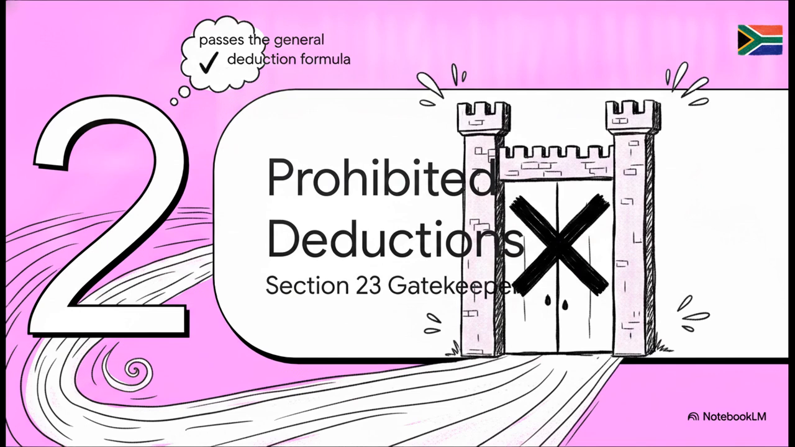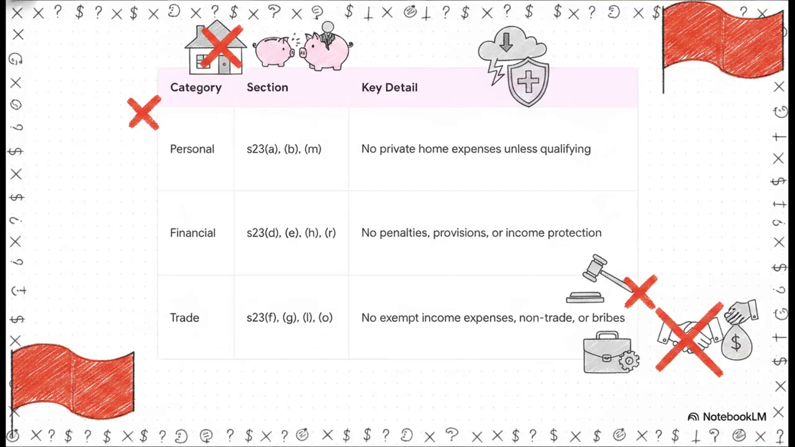All right, moving on to Section 2, the Prohibited Deductions. When you're trying to memorize Section 23, chunking these prohibitions into categories is a lifesaver. Let's look at personal expenses first. Watch out for 23A and B, absolutely no private home expenses unless it's a strictly qualifying home office. And under 23M, salaried employees are severely restricted in what they can claim. On the financial side, 23E forbids provisions, 23H blocks notional interest, and 23R strikes down income protection premiums.